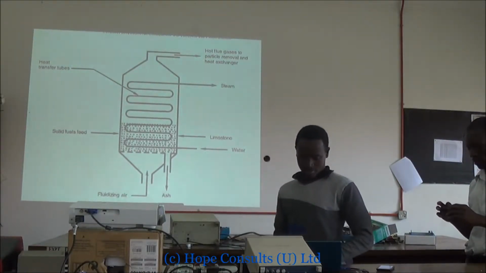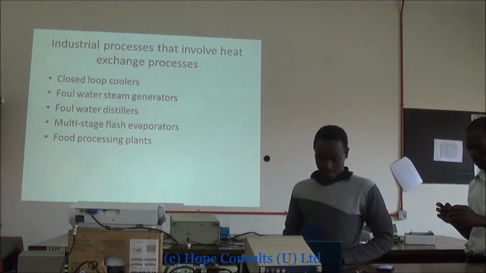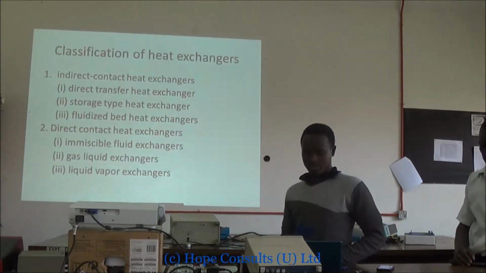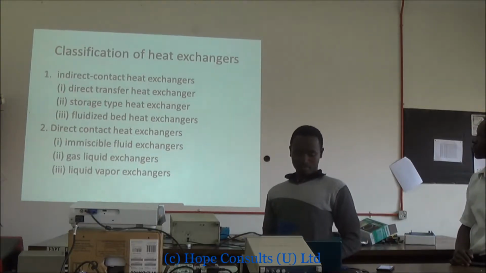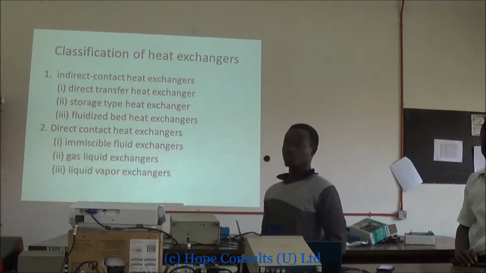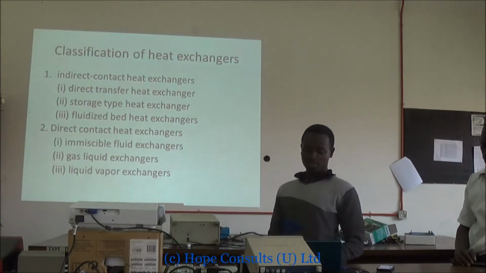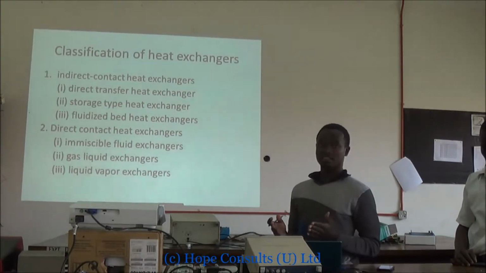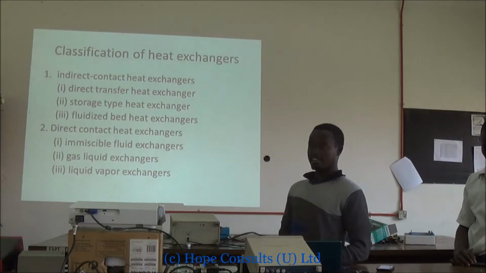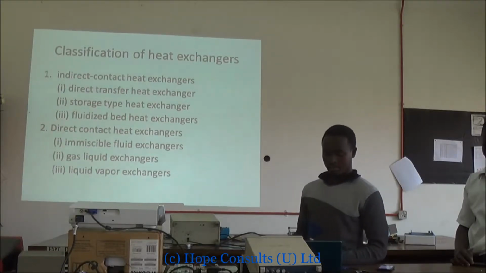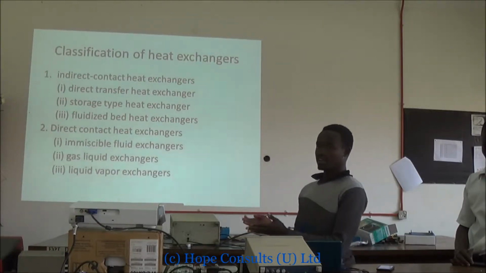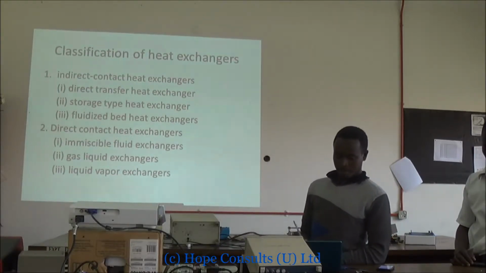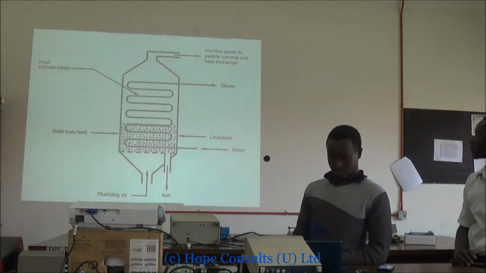Then the other class is the direct, whereby we have the immiscible fluid exchangers. In this, the fluids come into contact, but the immiscible ones don't mix. So they still move, they exchange energy, but they continue moving until at a certain point they are again separate. Then we have gas liquid and liquid vapor exchangers.